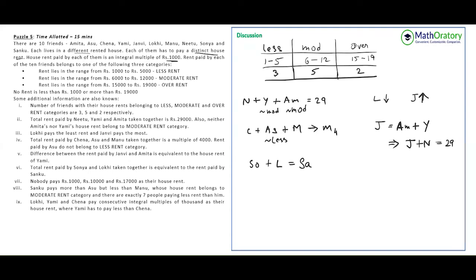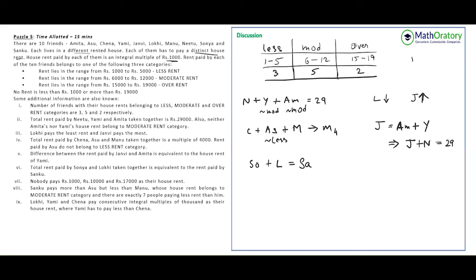I might use this in a different way because this Loki is the lowest, right? I might have to use it in another way. Sanku minus Loki is L, but that depends on the rest of it, so I'll not analyze right now. Okay, nobody pays 1,000, 10,000, and 17,000. Okay, this might be useful.